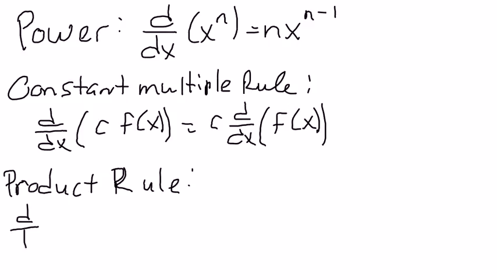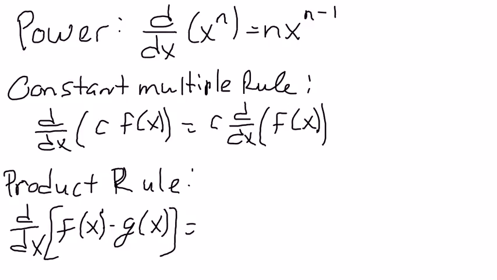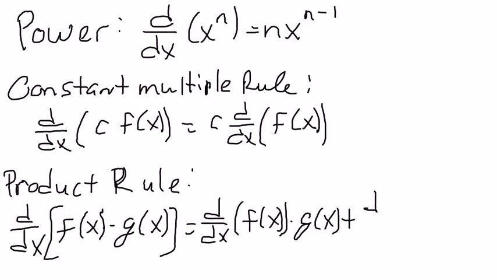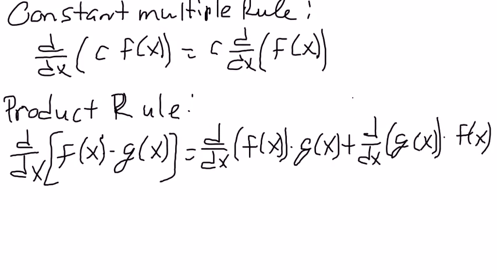And that looks like the derivative with respect to x of f of x times some function g of x is equal to the derivative of f of x times g of x plus the derivative of g of x times f of x. Sorry, I said f of g back there, and I meant to say g of x.